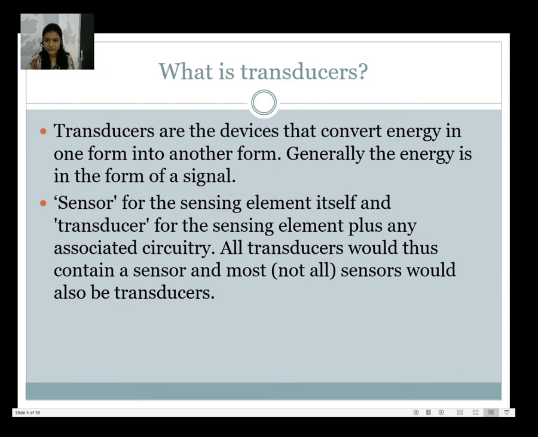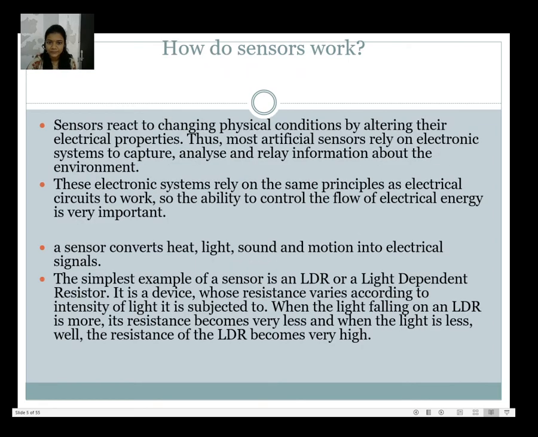Now, what is a transducer? A transducer is a device that converts energy in one form into another form. Generally the energy is in the form of a signal. So sensor refers to the sensing element itself, while transducer refers to the sensing element plus any associated circuitry. All transducers will thus contain a sensor, and most sensors would also be a transducer.